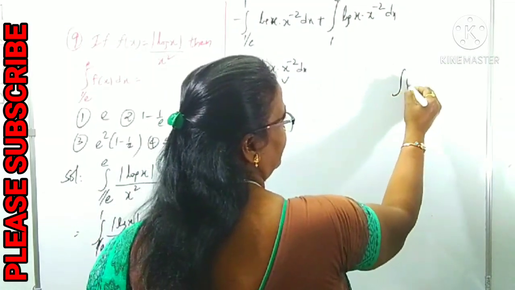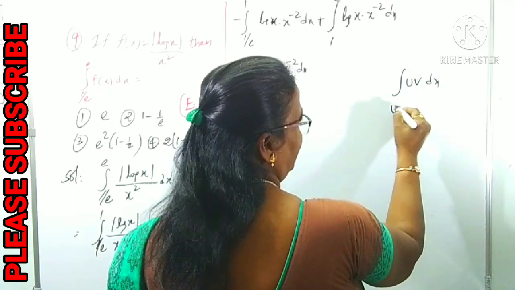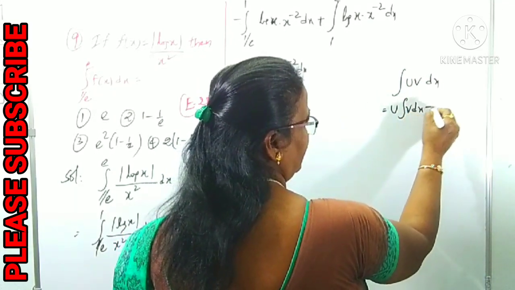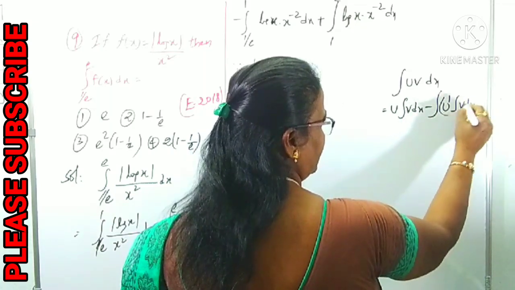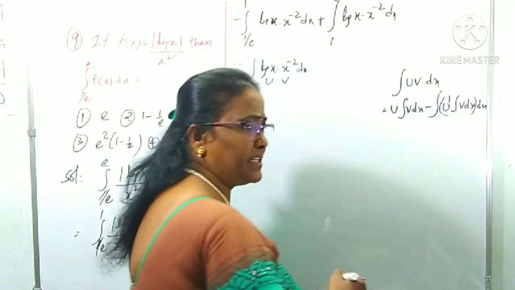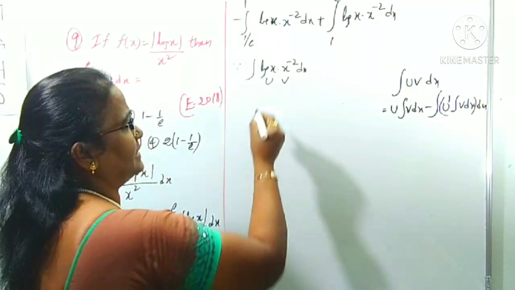Integral of uv is what? u into integral v dx minus whole integral of u dash into integral v dx, whole dx. You know this is the integration by parts formula. I am using this here.